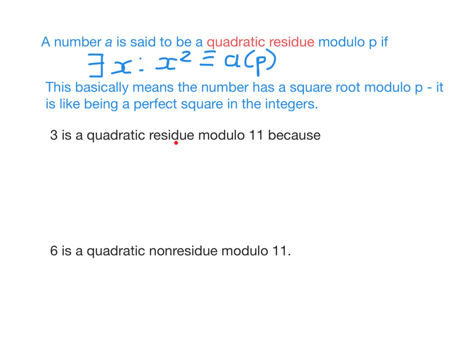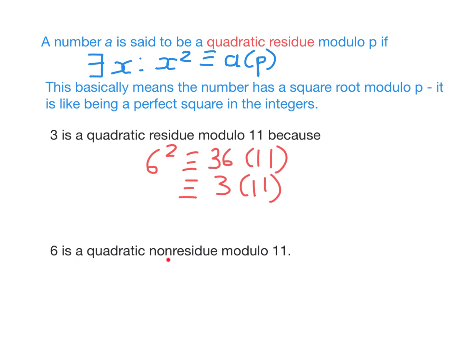It turns out 3 is a quadratic residue modulo 11 because 6 squared is equivalent to 36, which is 3 mod 11. 36, when divided by 11, leaves a remainder of 3. So 3 is a quadratic residue because it's equivalent to 6 squared. 3 is a perfect square modulo 11.